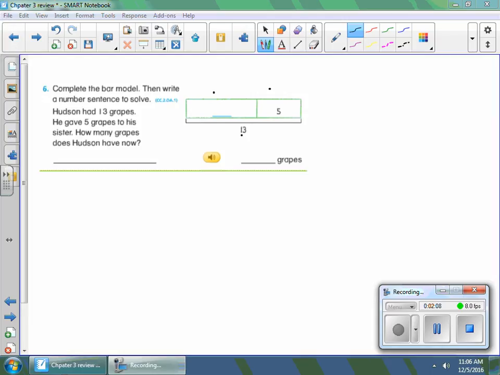13 is the total amount of grapes that Hudson had, and he gave away 5. So 5 is one part of the whole. What is the other part of the whole of 13 when one part is 5? Tim? 8. Good. And the number sentence to solve this would be 13 minus 5 equals 8, and Hudson has 8 grapes remaining.